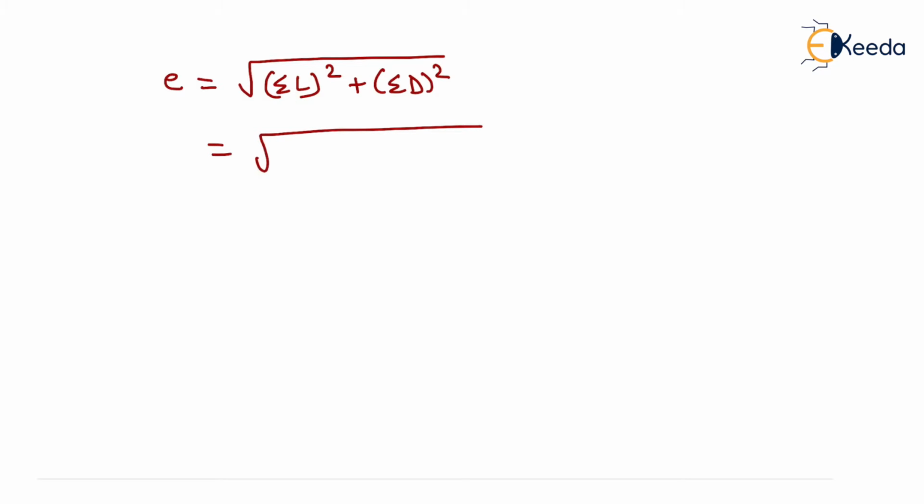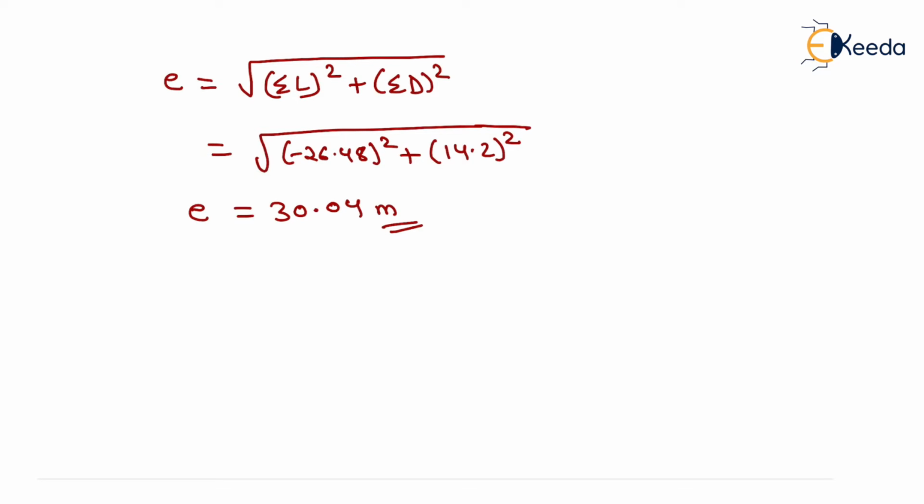So we will find closing error as under root of summation L whole square plus summation D whole square. Its value will be equal to minus 26.48 whole square plus 14.2 whole square. After putting in these values and solving this equation, we will get closing error as 30.04 meter. That will be the value of closing error.